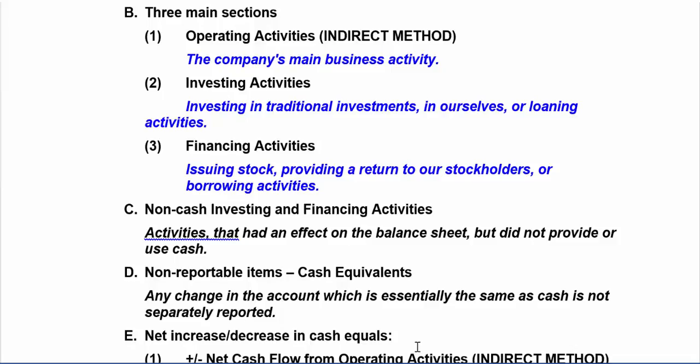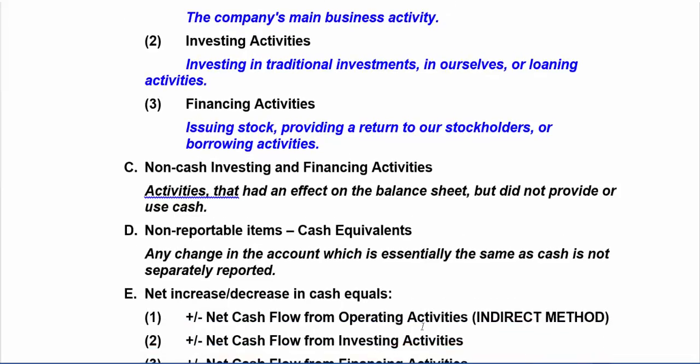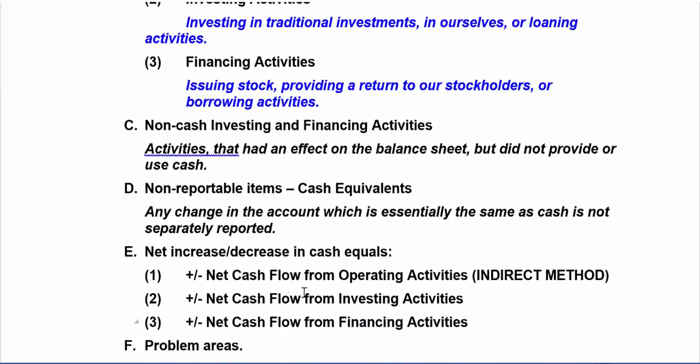So you take the positive or negative cash flow from operating activities, positive or negative cash flow from investing activities, and positive or negative cash flow from financing activities, and all of them together will give you your total net increase or decrease in cash. So the statement at the bottom takes what cash used to be, that net increase or decrease in cash, and now what cash has turned out to be as of the end of the period.